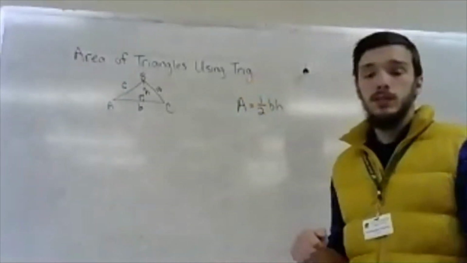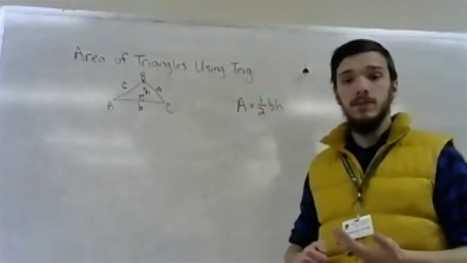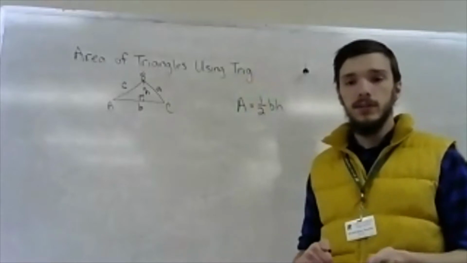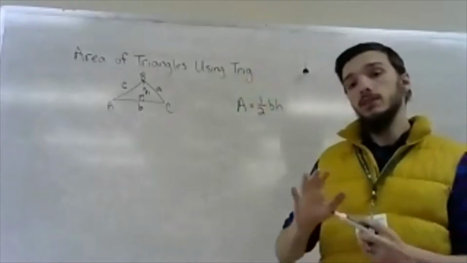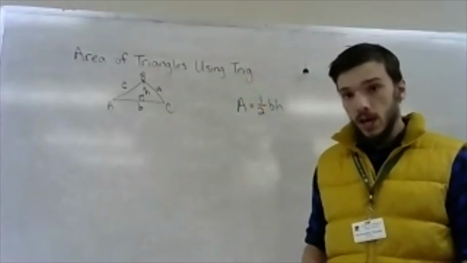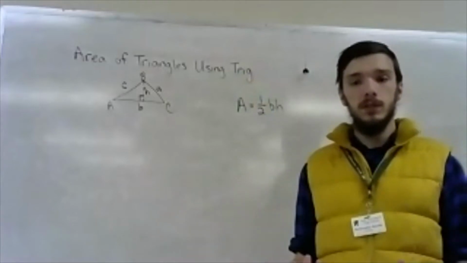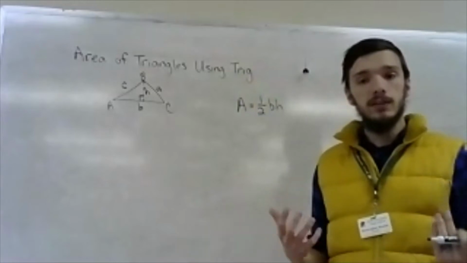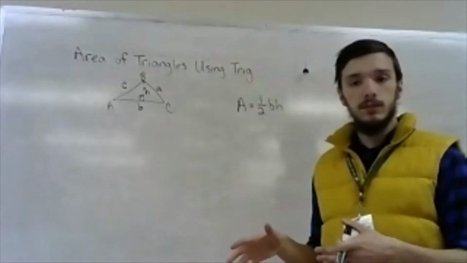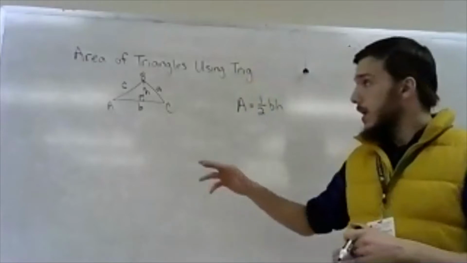Now that we've worked on using trigonometry to find the area of regular polygons, we're going to shift gears to triangles. We're going to use trigonometry to come up with an area formula for triangles that are not right triangles.